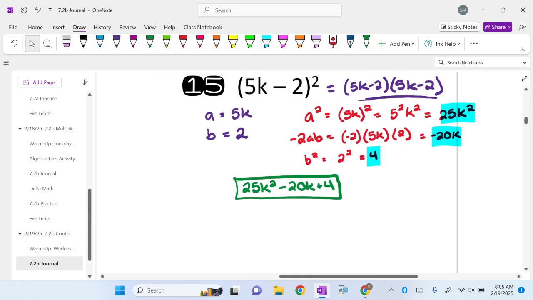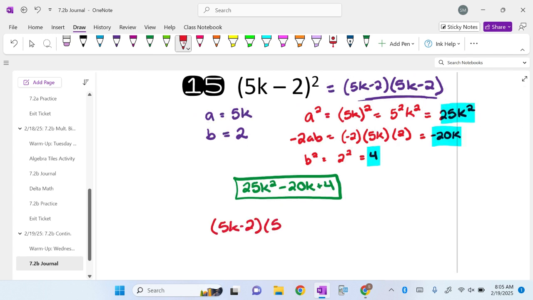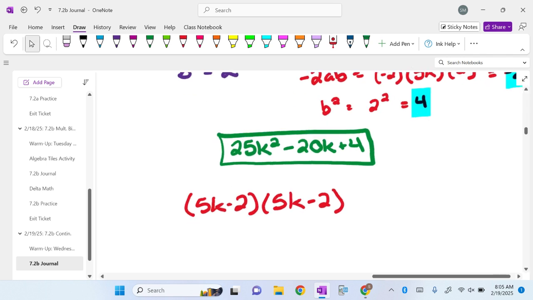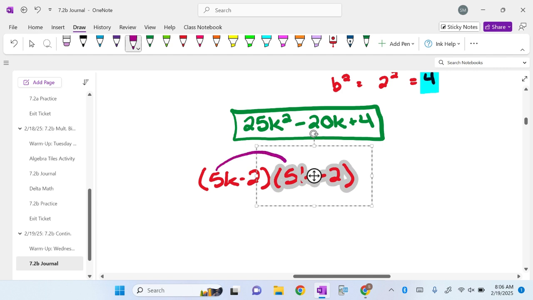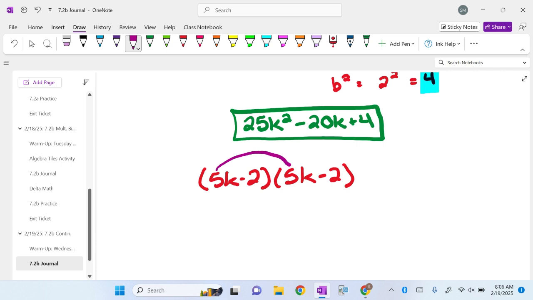And again, just to check that I did the formula correctly, I'm going to do a quick FOIL of 5k minus 2, 5k minus 2. So remember, FOIL stands for first, outer, inner, last. So that's the other method you can use to multiply. So I'll do the first. So what's 5k times 5k? 25k squared. So 25k squared.